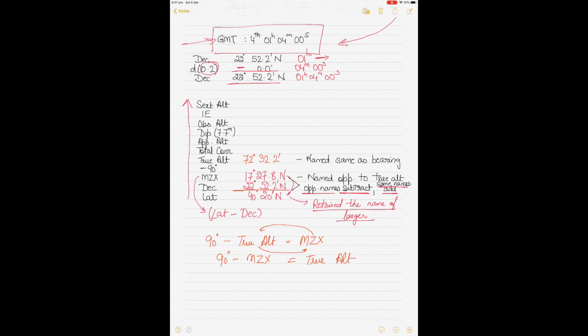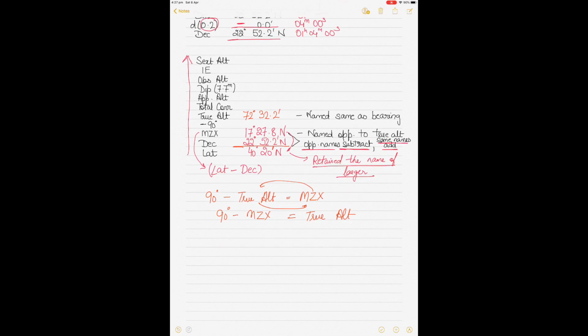Now here you are supposed to name same as bearing. I'll tell you what this means, although here it doesn't hold any significance, but I'll still tell you. How can you name the true altitude? Then you get the concept of the bearing as well. Just before I do that, let me write down how I got my true altitude.